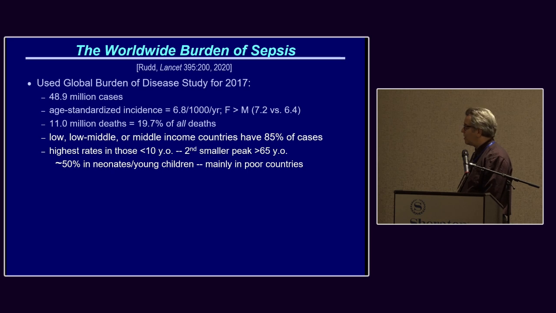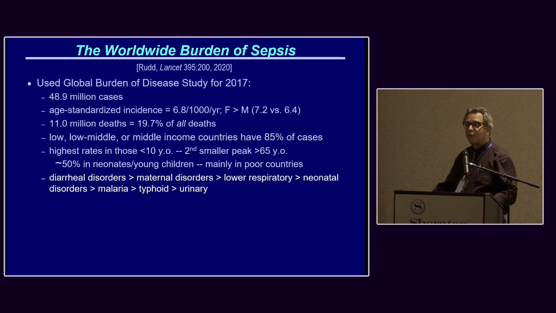As you also heard, a diagram of the world showed that low and middle income countries have the majority of cases. And it's especially prevalent in the youngest people. There's a second smaller peak over age 65. About 50% of all sepsis cases, per this study by Rudd, occur in neonates and young children, and again, mainly in poor countries. That relates to the fact that diarrheal infectious disorders like cholera are leading causes, not so much in the first world, but in poorer countries, it's very important.